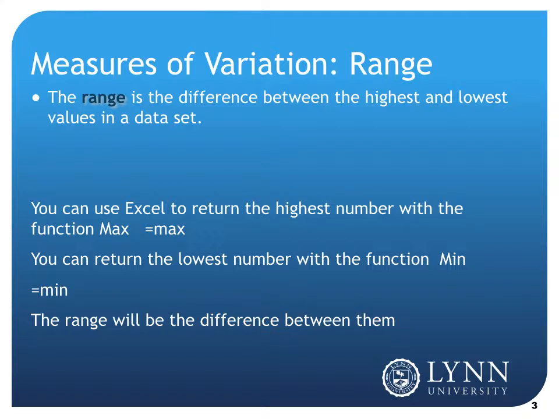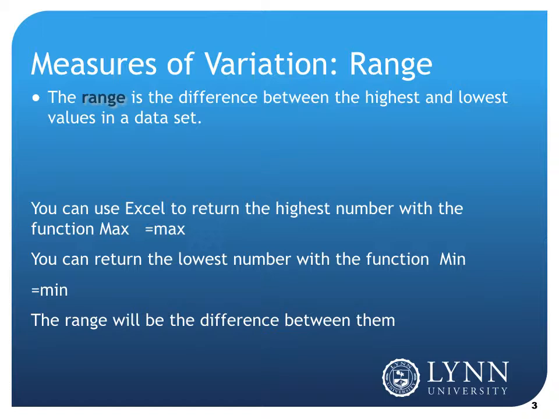The range is the difference between the highest and lowest values in the data set. And normally you can sort the data from smallest to largest, largest to smallest, and then you'll be able to see which is the biggest number and which is the littlest number. And if you subtract the littlest number from the biggest number, you're going to get the range.